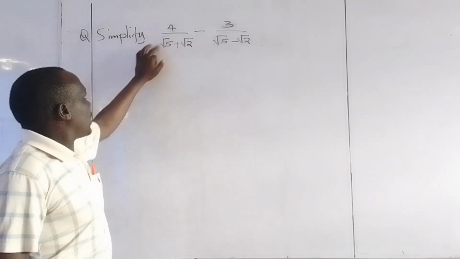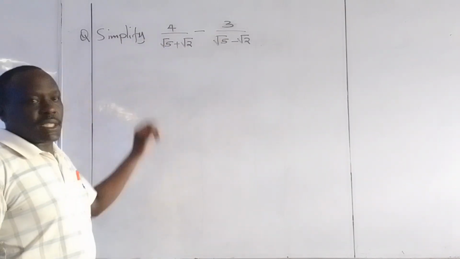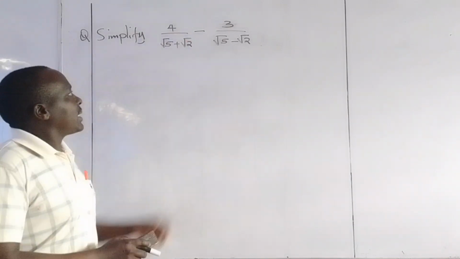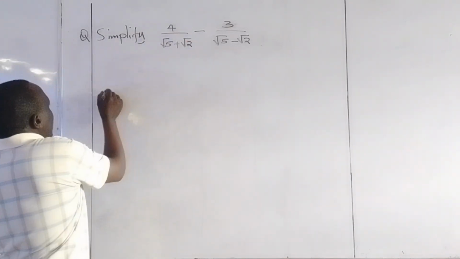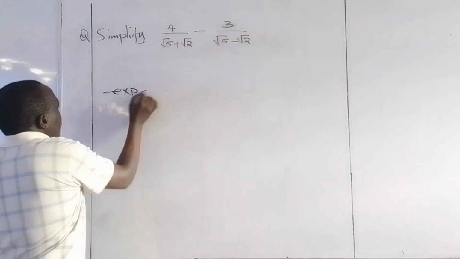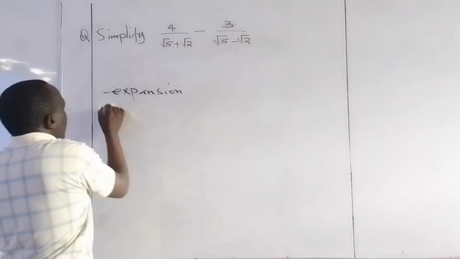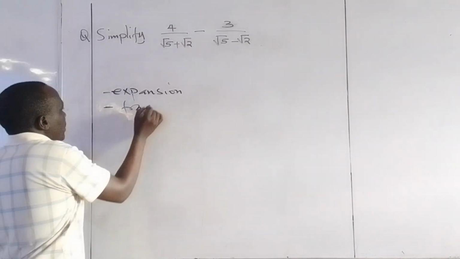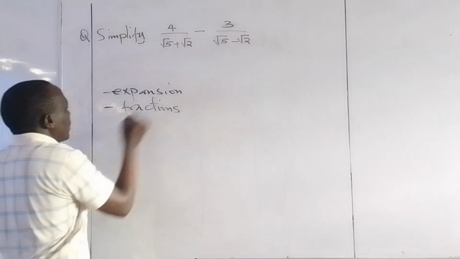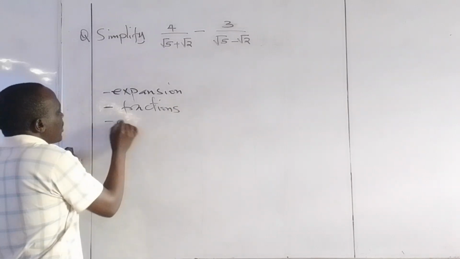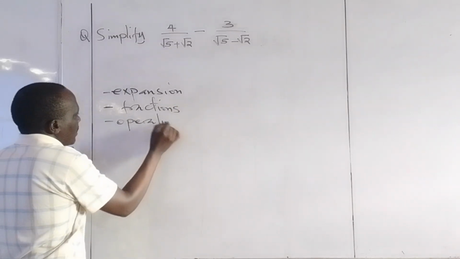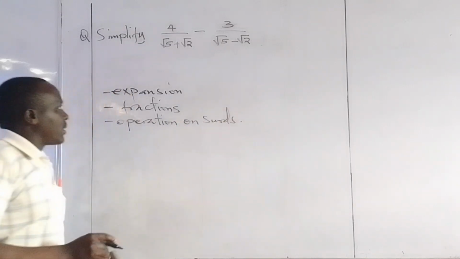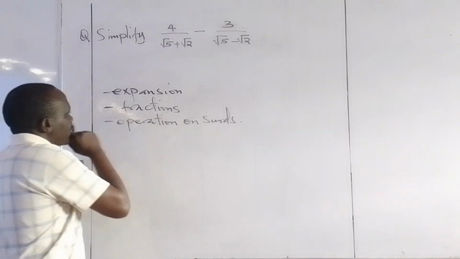Today we are going to discuss simplifying expressions containing surds, and I want us to look at the concepts that are being tested here. One is expansion. Number two, we have fractions, operation on fractions. Number three, operation on surds. These are the three concepts that are tested here.